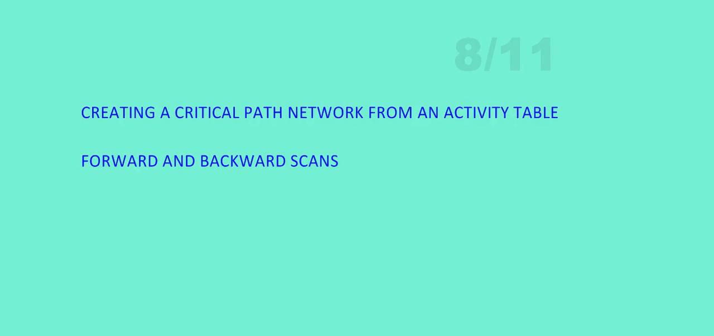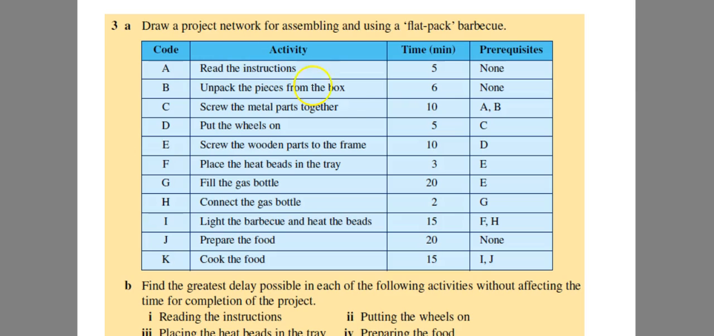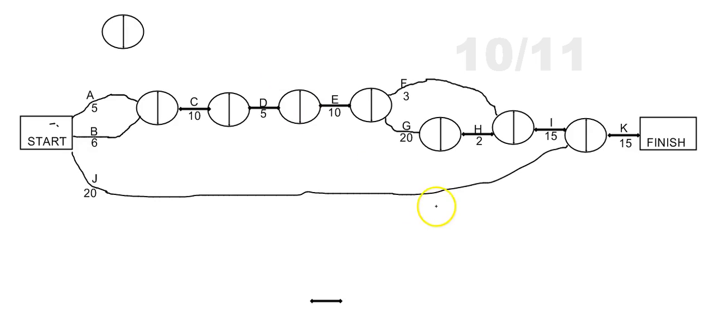This is part 2 of creating a critical path network from an activity table, video 2, where we're going to do a forward and backward scan on the network that we created in video 1. In video 1, the activity that we were drawing a network for was assembling and using a flat pack barbecue. This was the project table, the table of activities, and this was our network that we came up with.